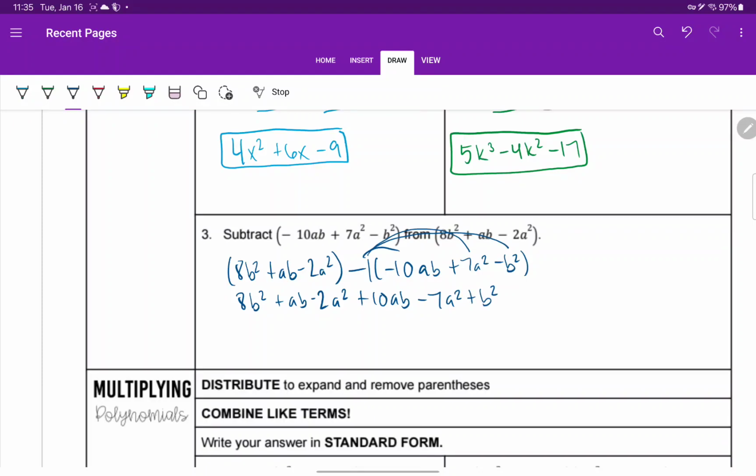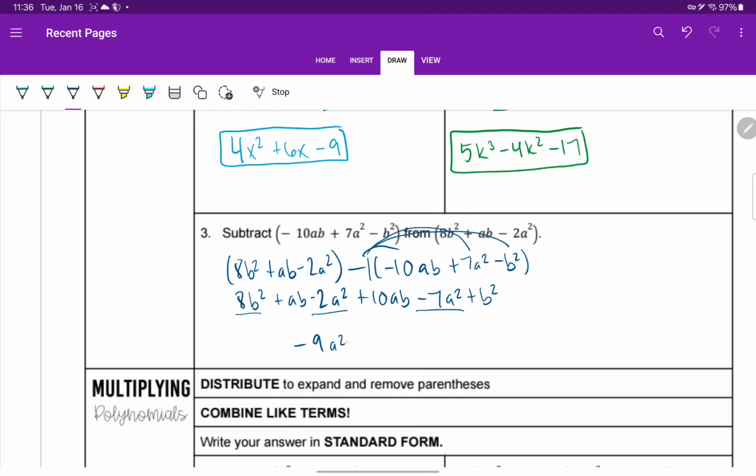All right, so now we're going to combine our like terms. Let's put our a's first. I see negative 7a squared minus 2a squared, which is negative 9a squared. Then we have 10ab plus 1ab is 11ab. And then last, I see 8b squared plus 1b squared is 9b squared. And there is our polynomial.